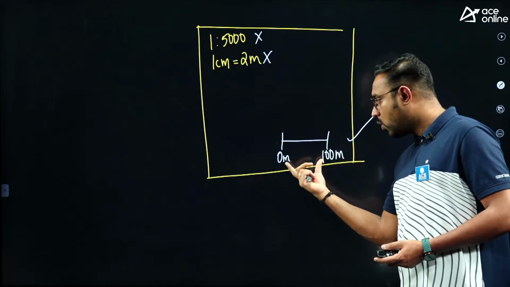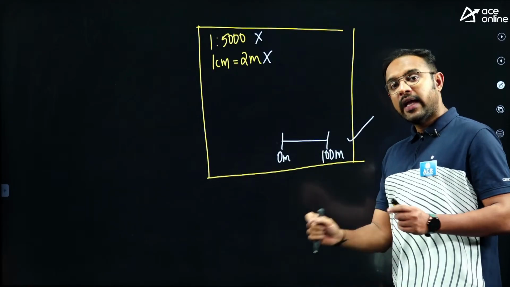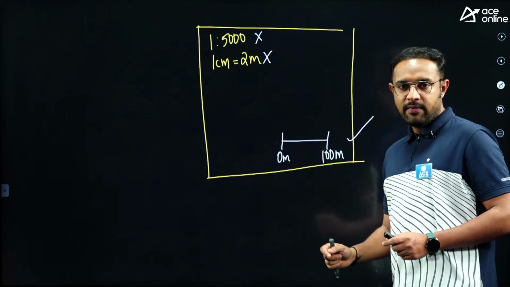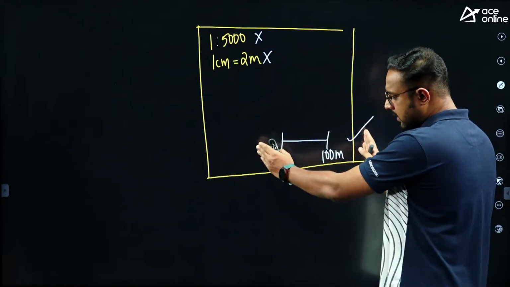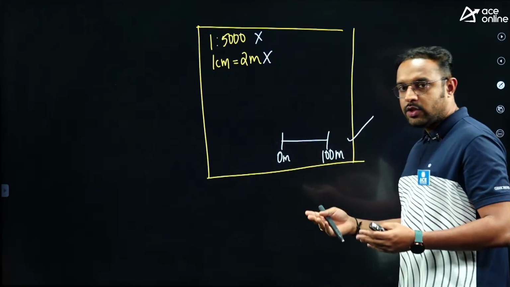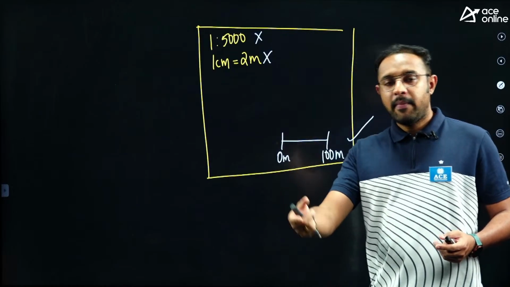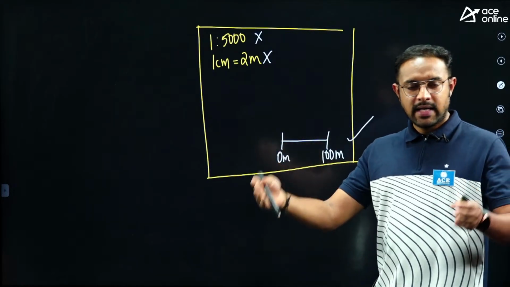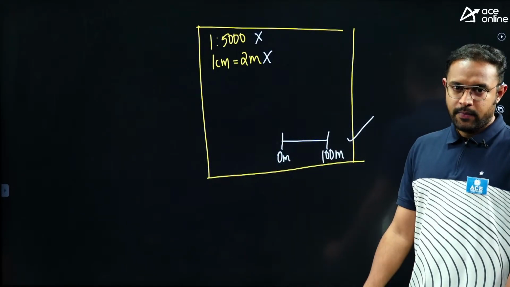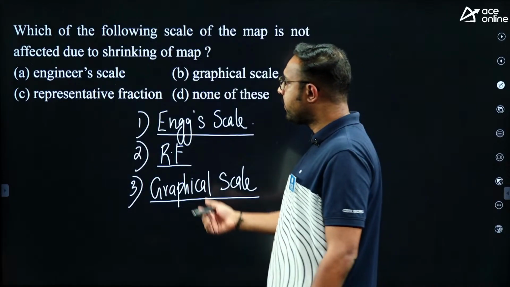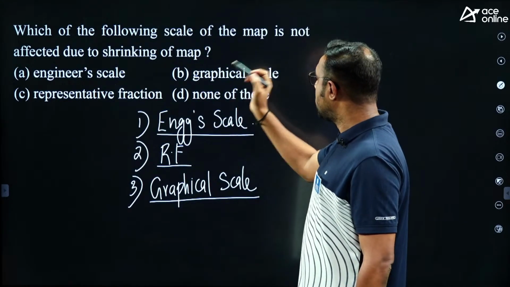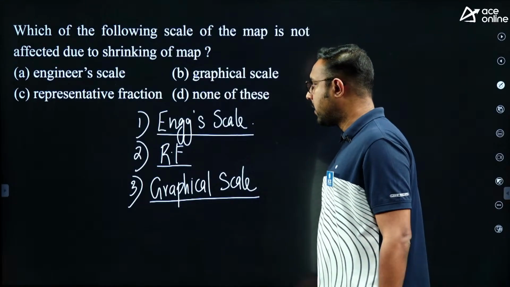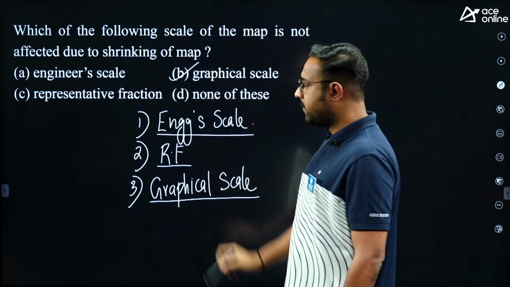At the bottom of the Google Map, this particular line will be drawn. That is known as your graphical scale. So next time when you zoom in and zoom out, you can see the scale also changes. Why does it change? It is trying to make the adjustment so that the scale always remains a constant. So coming back to our question here, which of the following scale of the map is not affected due to shrinkage of map? The answer is graphical scale.